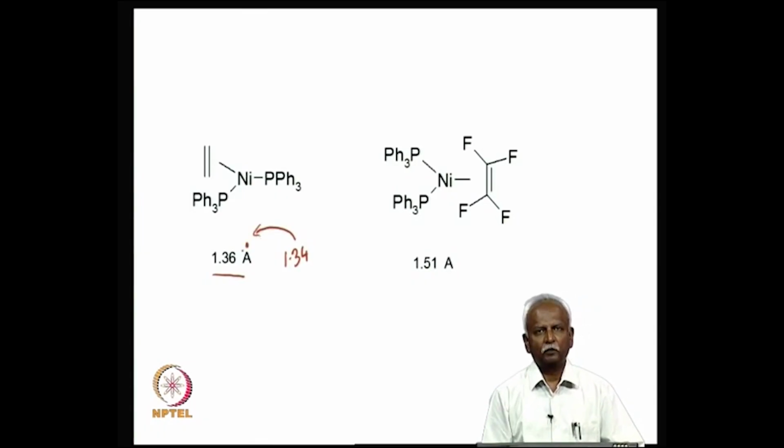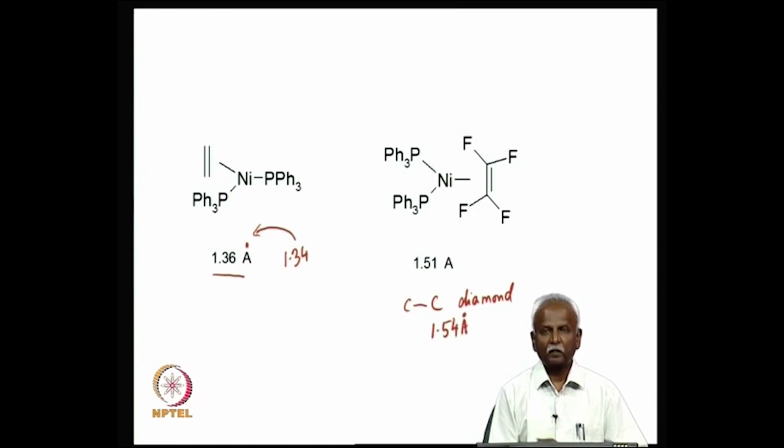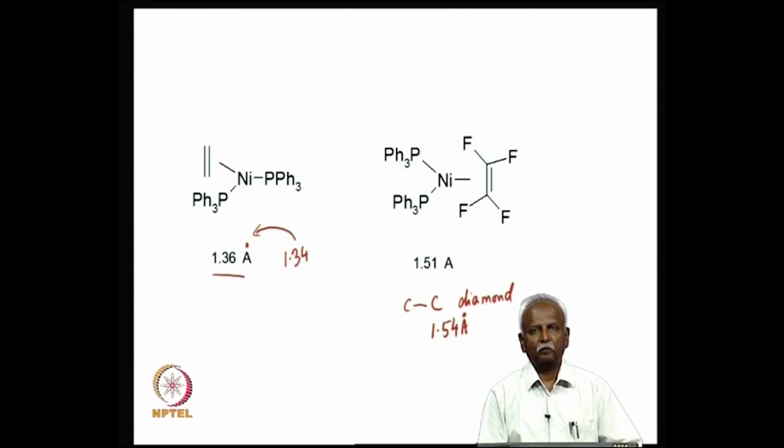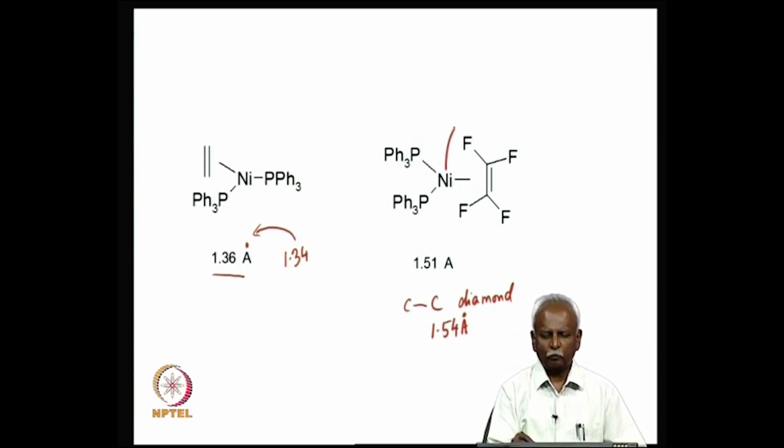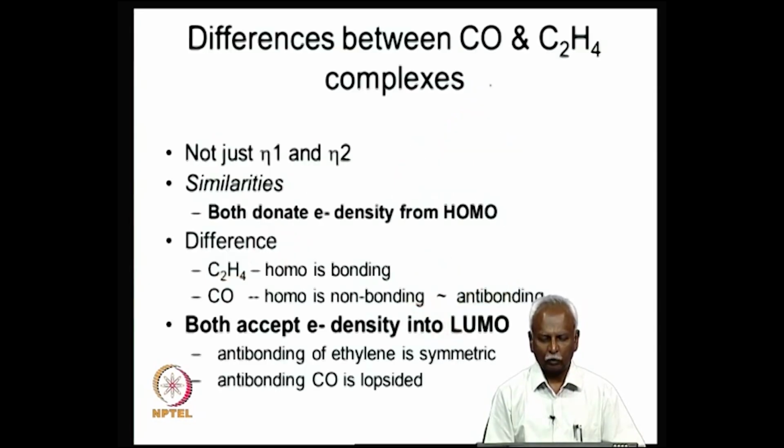So, this is hardly a 0.02 angstrom increase in the case of the ethylene complex, whereas the carbon-carbon bond distance in the case of tetrafluoroethylene is almost similar to what you have for a carbon-carbon bond distance in diamond. So, carbon-carbon bond distance in diamond would be close to 1.54 angstroms, and that is pretty much what you have in the case of the tetrafluoro. So, there is a lot of electron density going in from the nickel to the pi star orbital, and this results in a very strong population of the pi star and weakening of the carbon-carbon bond.